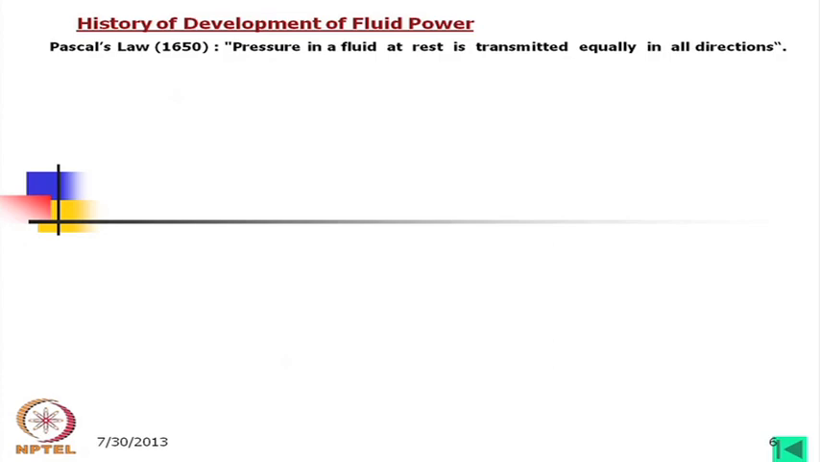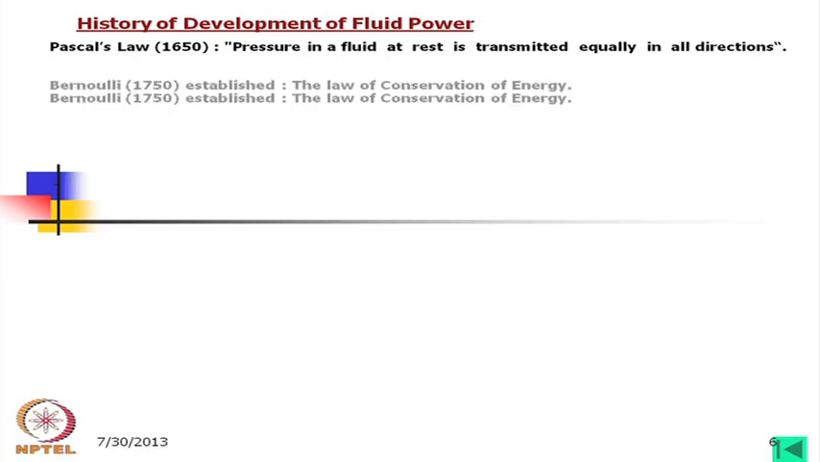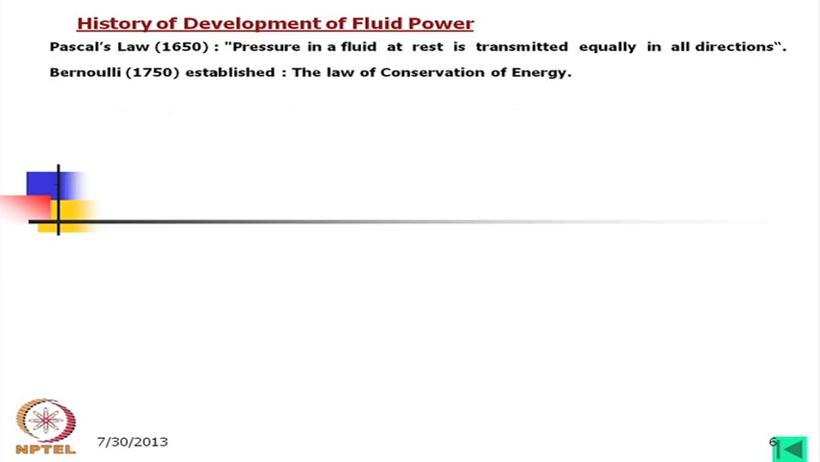Now, if we look into the history of development of fluid power, then we have to go back to when Pascal invented his law in 1650, that pressure in a fluid at rest is transmitted equally in all directions. Then onwards, people started thinking of a fluid power system using this fluid energy. However, until Bernoulli invented the law of conservation of energy in 1750, fluid power did not crystallize.